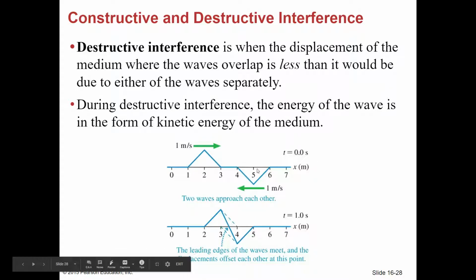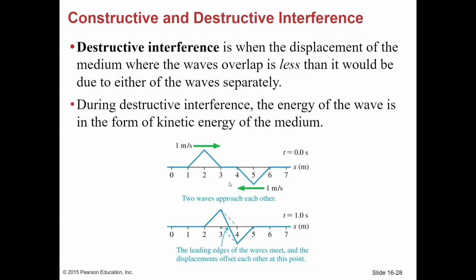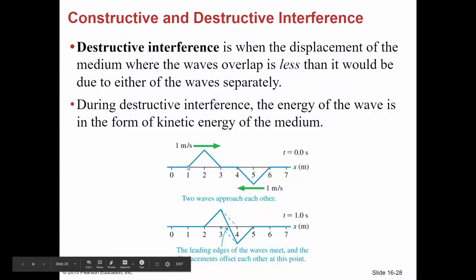So here we see at t equals 0 seconds, they're heading towards each other. Here at t equals 1 second, this wave that goes from 4 to 6 will now take up the space from 3 to 5. And this wave that goes from 1 to 3 will now take up the space from 2 to 4. Which means from 3 to 4, there's this overlap, right?